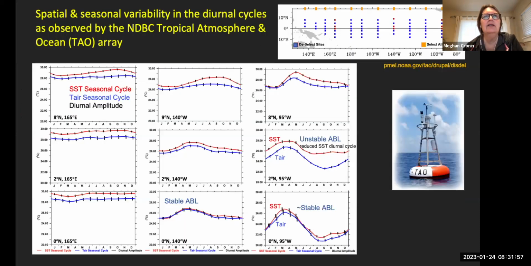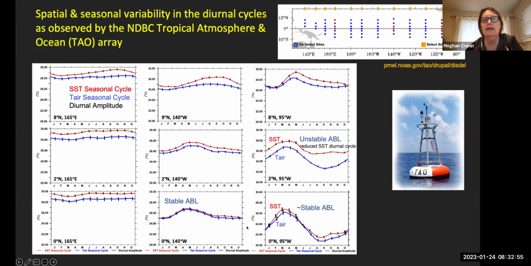So now we have the TAO array, and we can look at diurnal cycles and their seasonal cycles and see how they change. I'm looking at eastern, central, and western sites in these three columns, and on the equator at the bottom, then at 2 north, and in the ITCZ region at 8 north at the top. You can see seasonal cycles shown for the sea surface temperature in red and the air temperature in blue, and then the diurnal cycle amplitude for each month, the climatology for air temperature and SST.